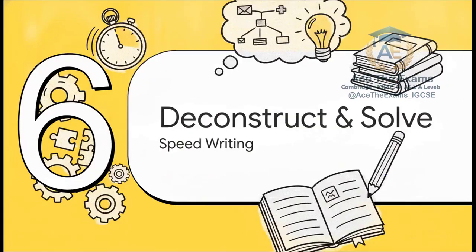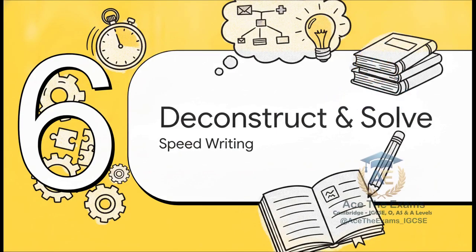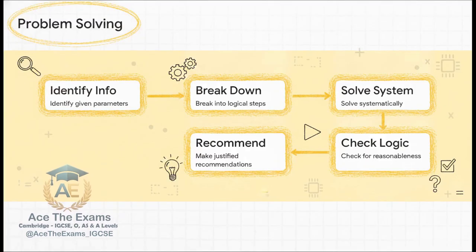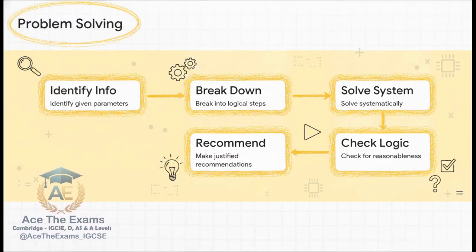Section 6. Deconstruct, solve, evaluate. This is our speed writing methodology. Imagine we put 30 seconds on the clock for you to mentally outline one perfect PEEL paragraph. Let's see how we apply this mantra under pressure. You need to deconstruct, solve, and evaluate by working systematically through these 5 steps. This ensures every single point you make directly answers the command word requirement.